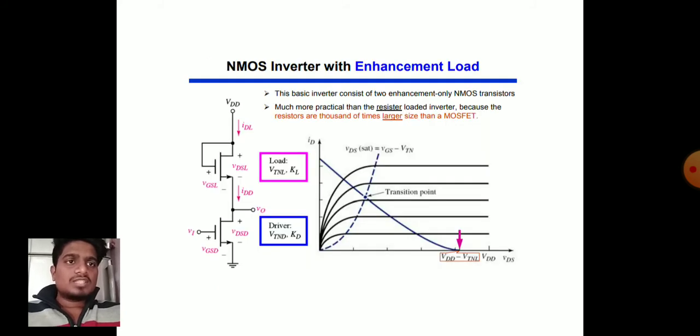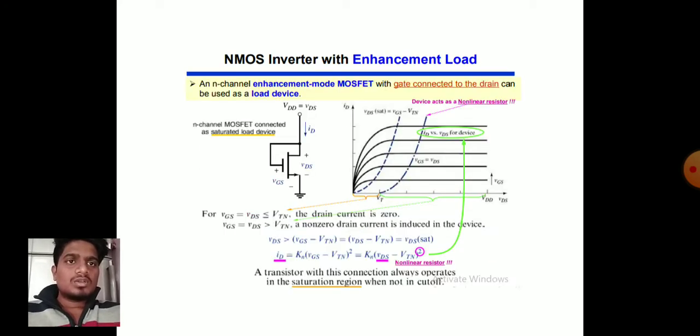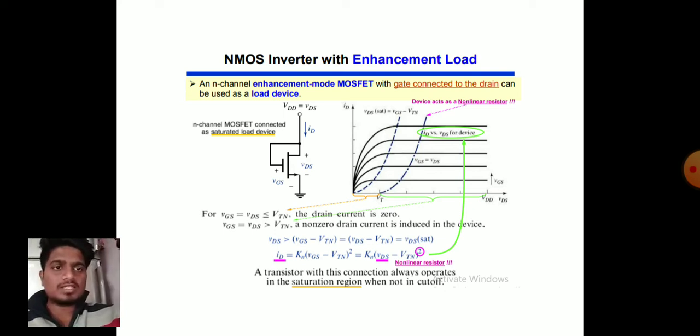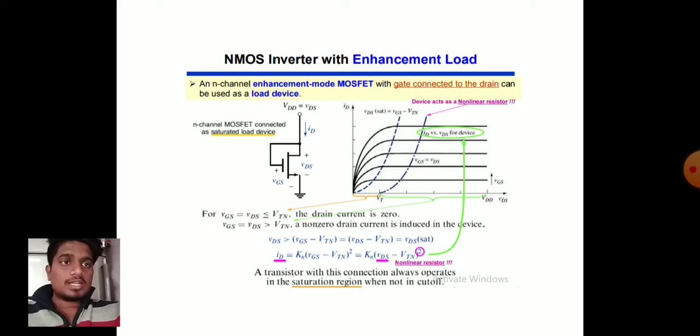NMOS inverter with enhancement load. The basic inverter consists of two enhancement-only NMOS transistors, much more practical than the resistor load inverter because resistors are thousands of times larger in size than a MOSFET. An N-channel enhancement mode MOSFET with gate connected to the drain can be used as a load device. N-channel MOSFET connected as a saturated load device, where ID equals Kn (VGS minus VTN) whole square. The transistor with this connection always operates in the saturation region when not in cutoff.